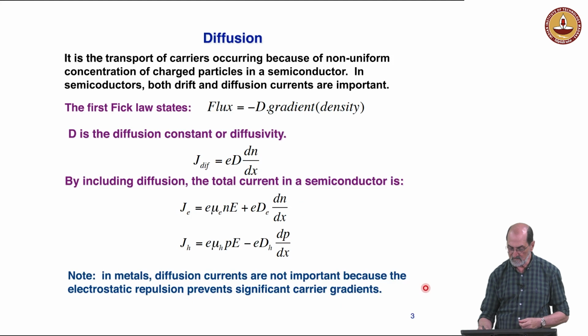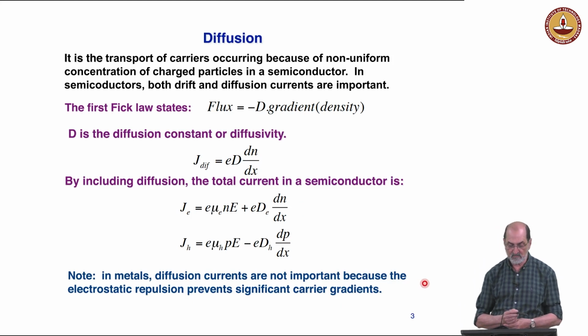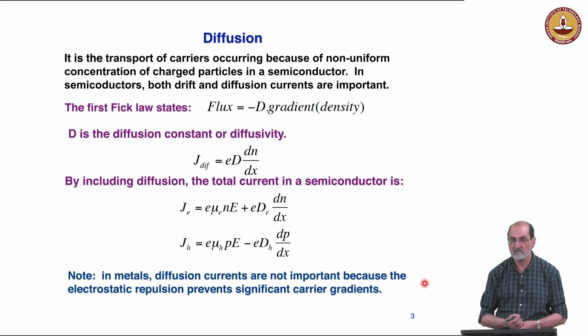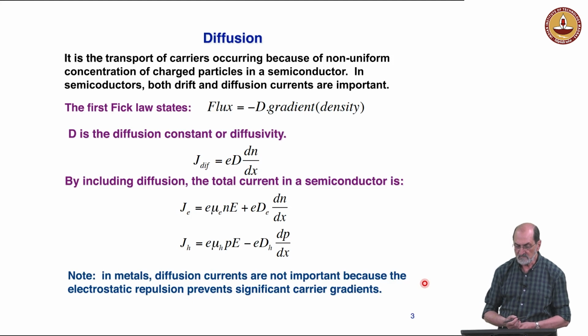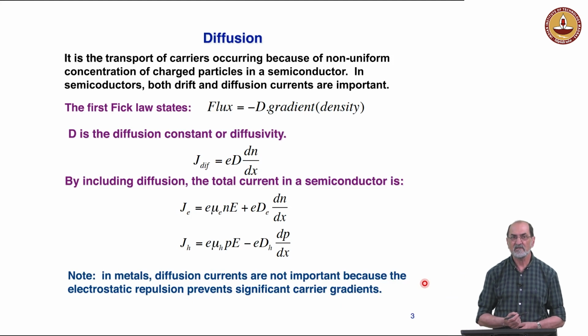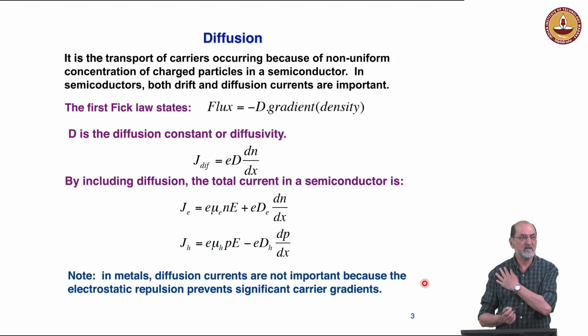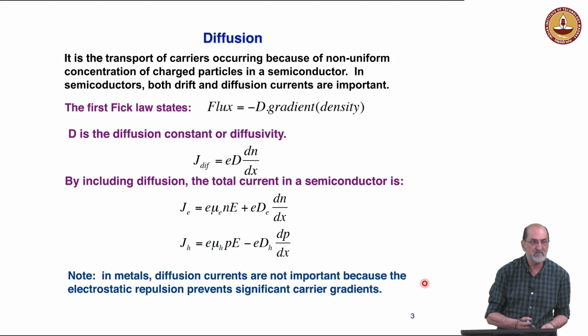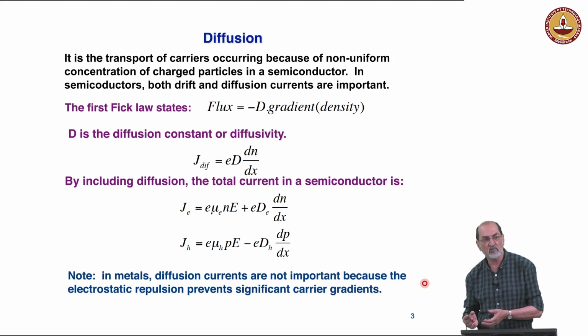Here is the comment I made at the beginning. In metals, diffusion of carriers is not important because the electrostatic repulsion prevents significant carrier gradients. In semiconductors, we can easily have diffusion of minority carriers. Which are minority carriers? We will not talk about that. Minority carriers are the carriers having a lower concentration. If we have an N-type semiconductor, minority carriers are holes.